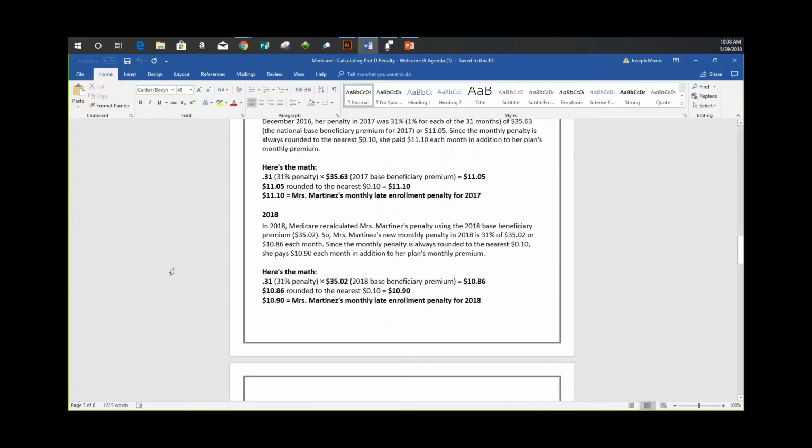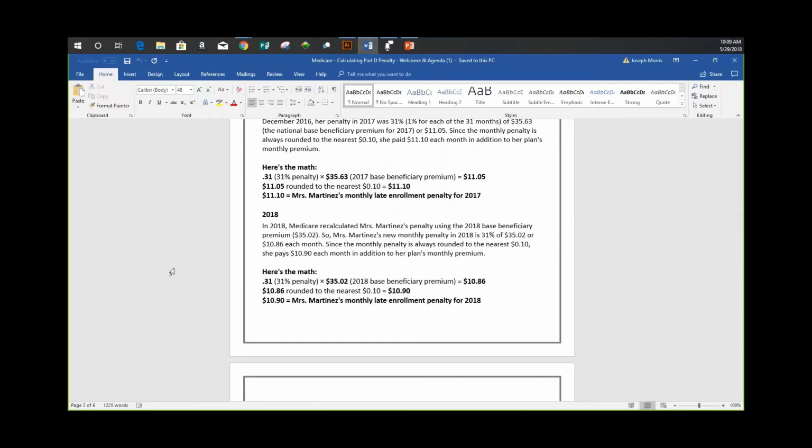Medicare recalculated Mrs. Martinez's penalty using the 2018 base beneficiary premium of $35.02. Now, did you notice it went down? In 2017, it was $35.63. In 2018, the national base beneficiary premium is $35.02. So Mrs. Martinez's new monthly penalty in 2018 is 31% of $35.02, the national base beneficiary premium amount, which equates to $10.86 each month. And since the monthly penalty is always rounded to the nearest tenth, she will now pay $10.90 each month in addition to her plan's monthly premium.